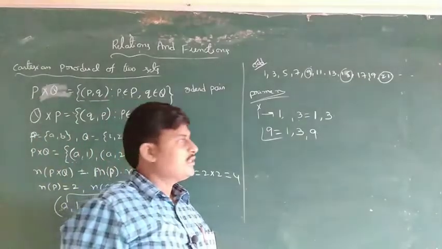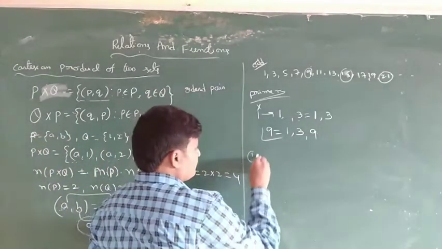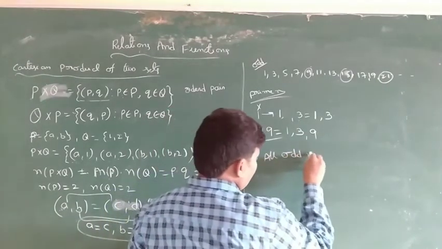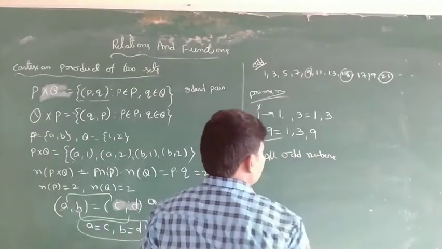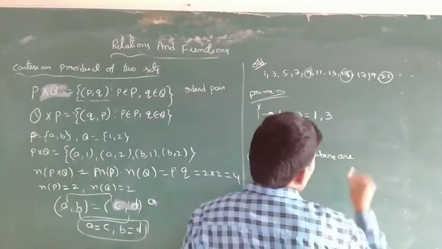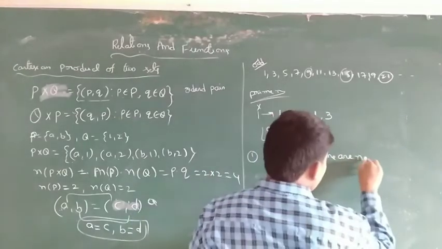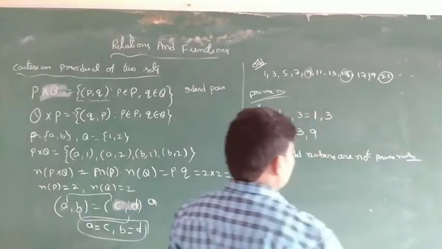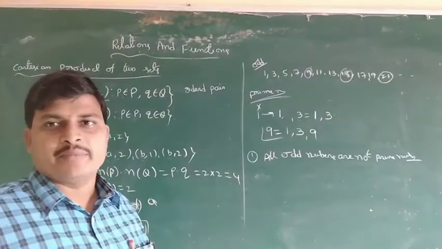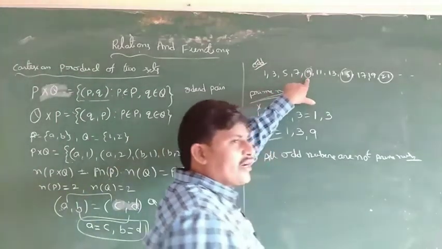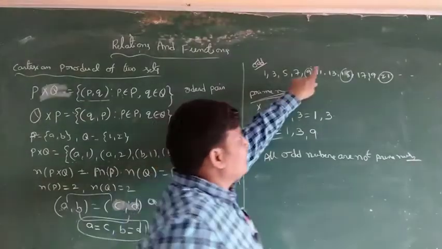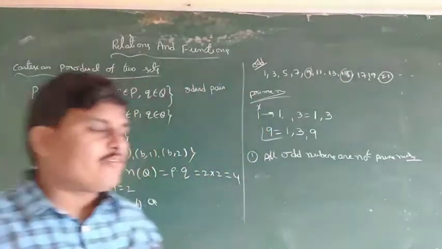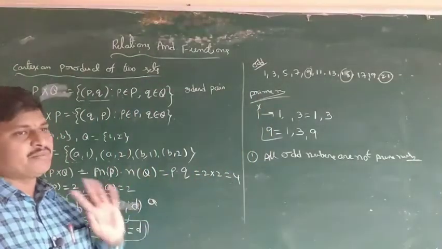So this one, question: all odd numbers are not a prime number. All odd numbers are not prime numbers, because 9 is an odd number but not a prime number. 15, 21, 25, these types of numbers are odd numbers but not prime numbers.